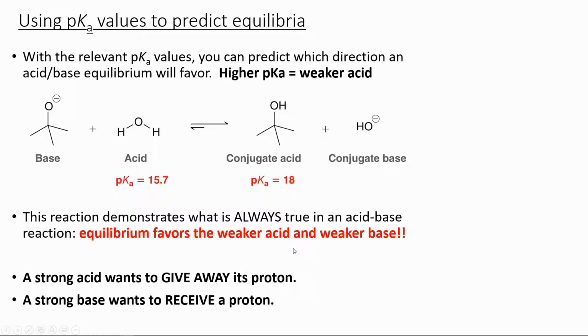The equilibrium will always favor the weaker acid and the weaker base. A strong acid wants to give away its proton. In this case, water has the lower pKa, so it's the stronger acid, and it's going to give away its proton to form its conjugate base. The stronger base will always want to receive a proton. In this case, tert-butanol has the higher pKa, therefore it's going to have a stronger base and be more likely to receive the proton.